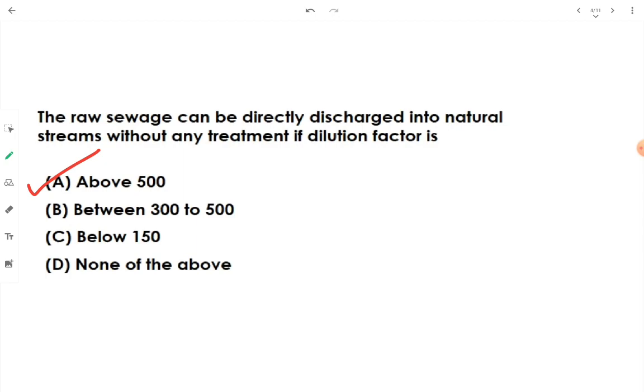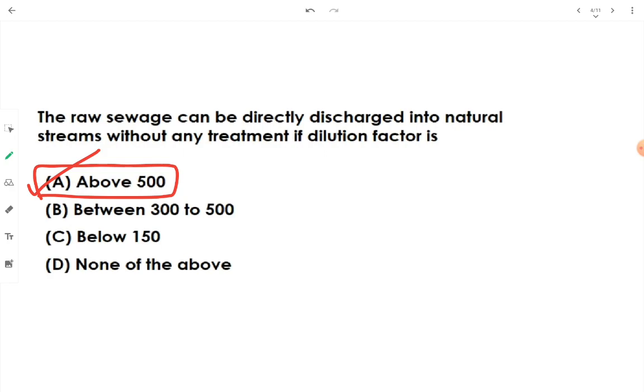Okay, then the dilution factor, when it is 150 to 300, then we have to go for sedimentation, screening, as well as chemical precipitation, such that the suspended solids are lowered to below 50 ppm. Then if the dilution factor is less than 150, then we have to aim for complete treatment of that wastewater, and our aim is that BOD should be less than 20 ppm. Then and only then we can allow that wastewater to get mixed with the stream, river stream or natural stream. Okay, therefore for our question the answer is above 500. If the dilution is above 500, then we do not require any treatment.